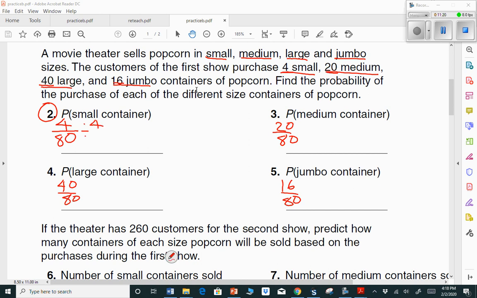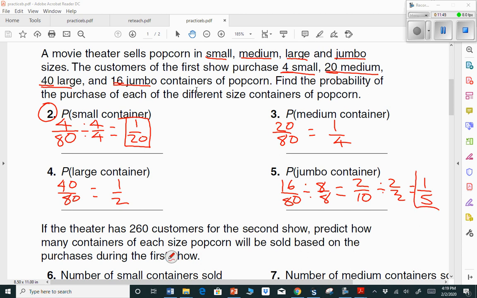I can divide that by 4 over 4, which is 1 over 20. I hope you recognize that as 1/4, and this as 1/2. And we can divide this by 8 over 8. Should give us 2 over 10, which can still be reduced. Equals 1/5. That means we could have divided that by 16 in the first place. Okay, so those are all the probabilities.